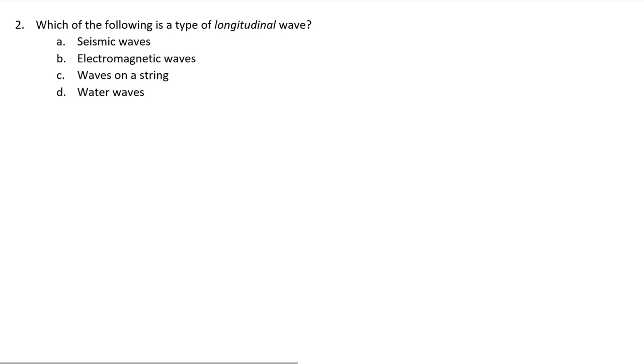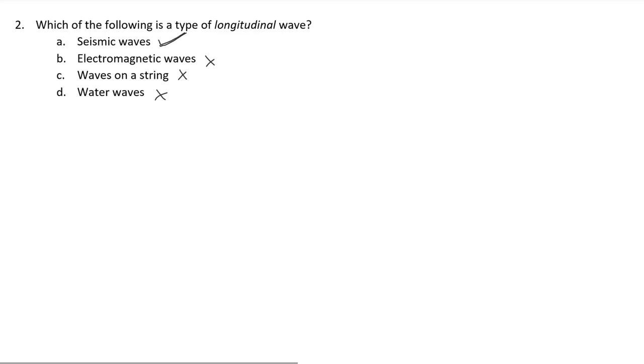This is because when an earthquake happens, two different types of waves are created: primary or P waves, which are longitudinal, and secondary or S waves, which are transverse. However, as this is the only wave type in these options that can include longitudinal waves, this must be the correct answer. The correct answer is option A.